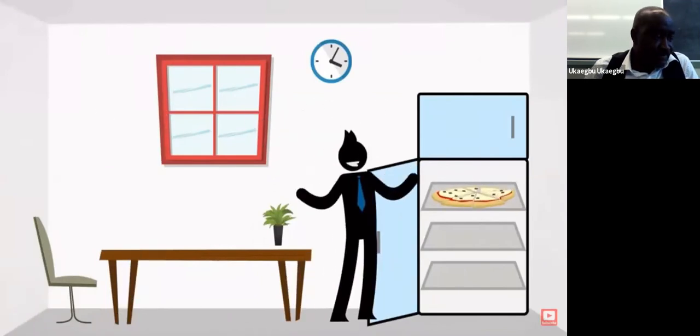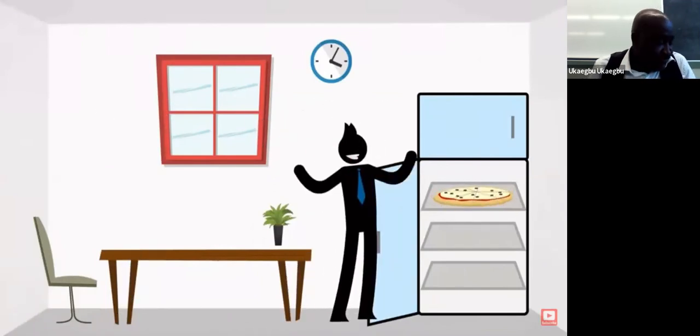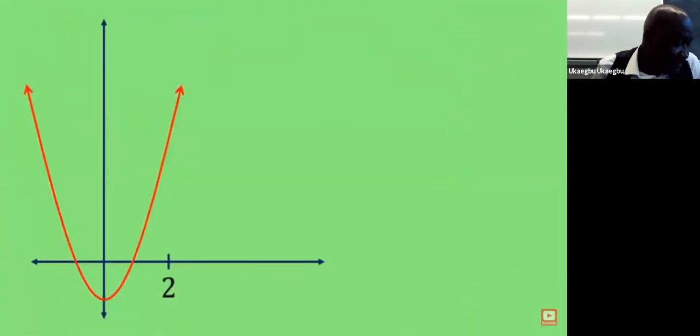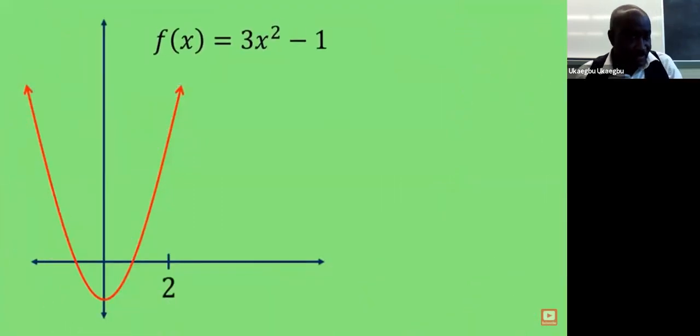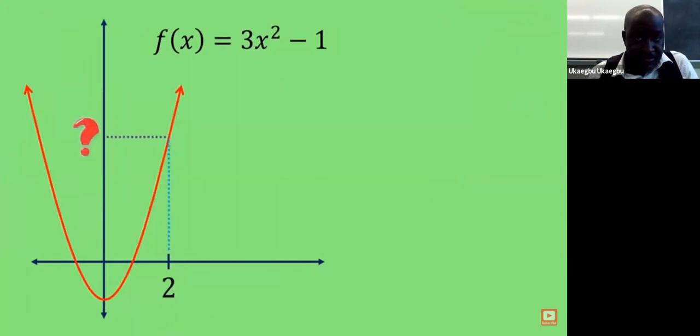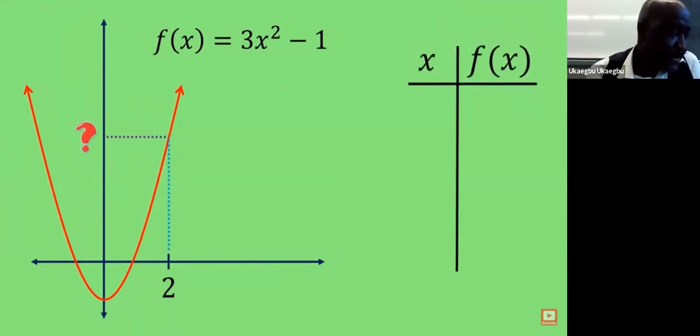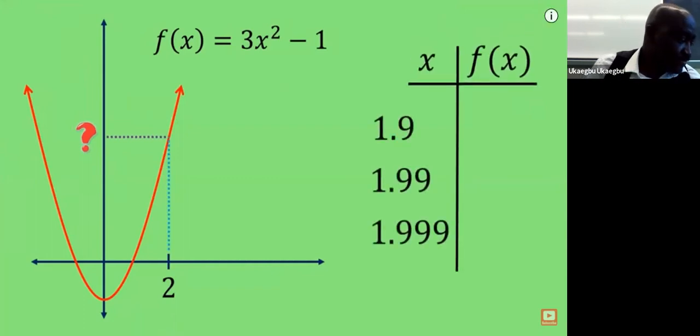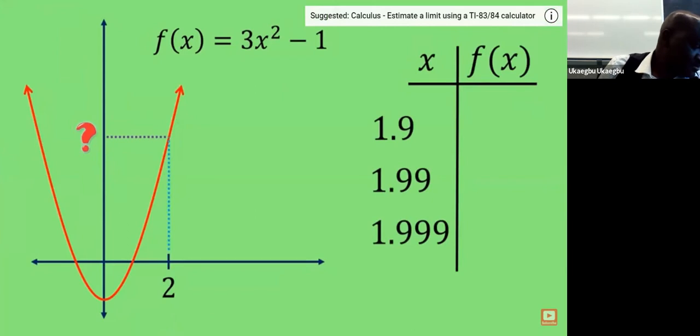When we take the limit of a function, we are describing where it is going. Let's see an example of this with the function 3x squared minus 1. For this function, I'm really curious what value the function is approaching as I use x values close to the number 2. Let's see this by using some inputs like 1.9, 1.99, and 1.999.